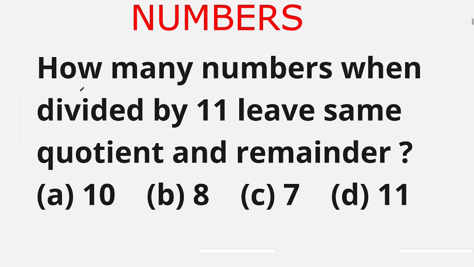Our question is, how many numbers when divided by 11 leave same quotient and remainder? The given options are option A 10, option B 8, option C 7, option D 11.